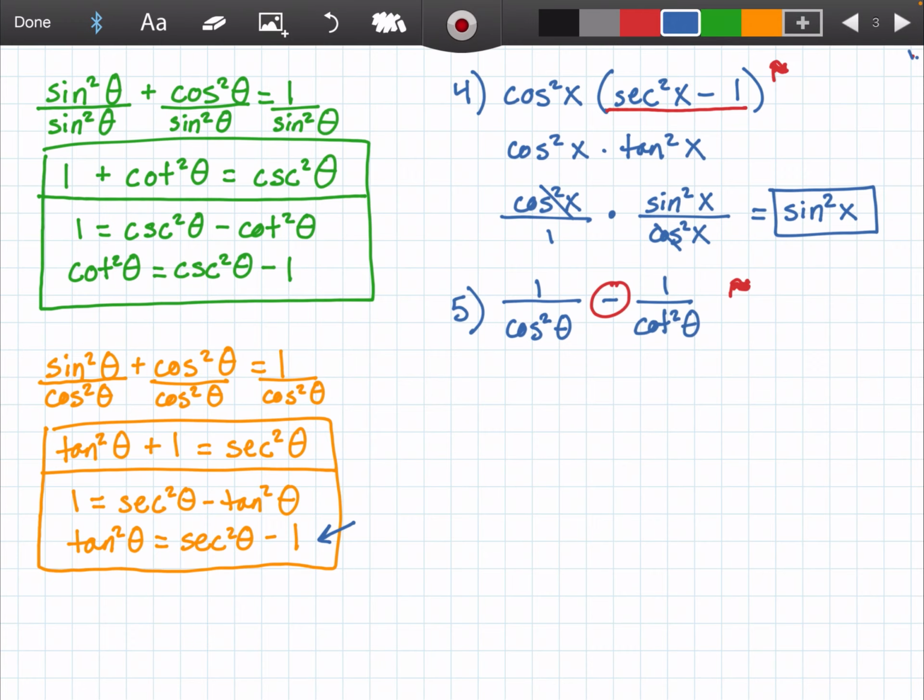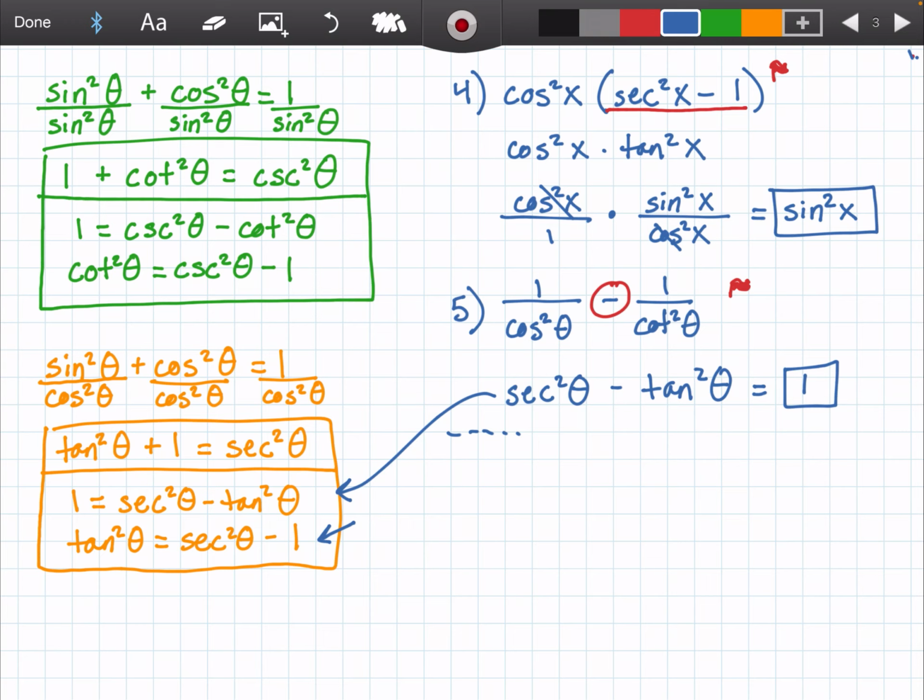So 1 over cosine. Well, I know 1 over cosine is secant. The reciprocal of cotangent is going to be tangent. Secant squared minus tangent squared. Do I know anything about that? Oh, would you look at that? I do. That equals 1. That's nice.